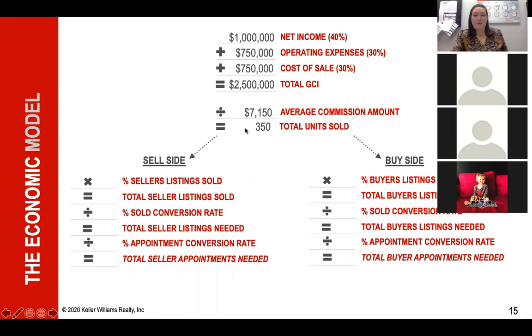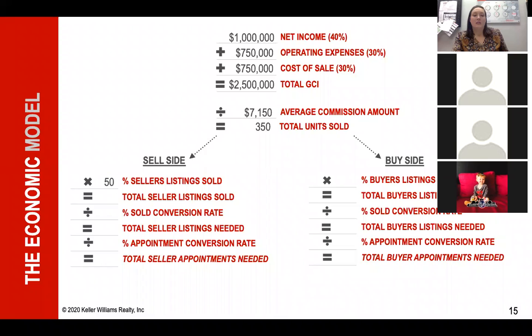Something happened with my formula. There we go. So for this example, it's 350 total units sold. A balanced business, what we know from the Millionaire Real Estate Agent, is 50% sellers, 50% buyers. So it's going to go through the formula based on that premise.